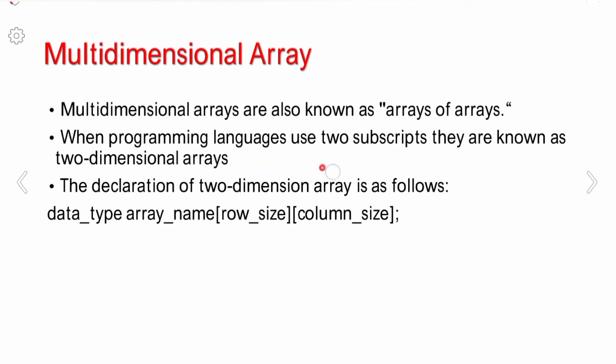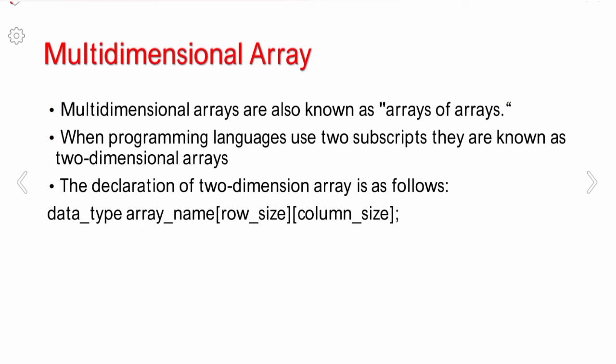When programming languages use 2 subscripts, they are known as 2-dimensional arrays. Similarly, if you are going to use 3 subscripts, then it is called a 3-dimensional array. Here the declaration of the 2-dimensional array will be in this format: data type, which may be integer, character, float, followed by the array name, and then row size and column size. Here the 2-dimensional array will be stored in the format of a matrix. In the matrix format, the elements will be stored.